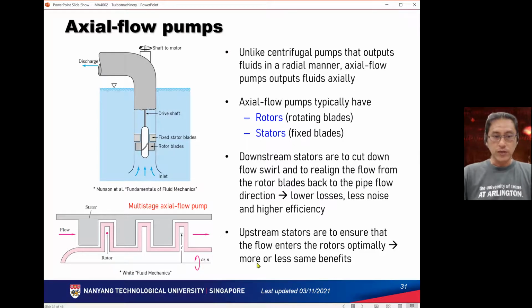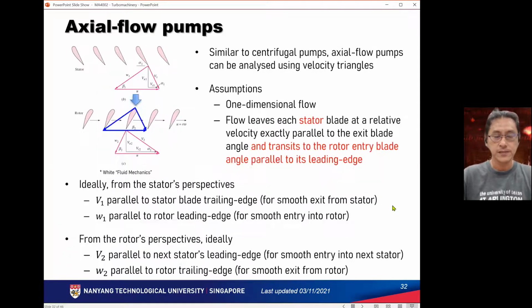Over here, clearly we have a situation whereby the rotor blades are right upstream of the stator blades. But of course, it is possible to have the stator blades before the rotor blades. Both are equally fine, and the objectives are pretty similar as well. Basically, it is to reduce flow swirl, which will in turn lower flow losses, perhaps lead to a lower noise level, and hopefully higher efficiency.